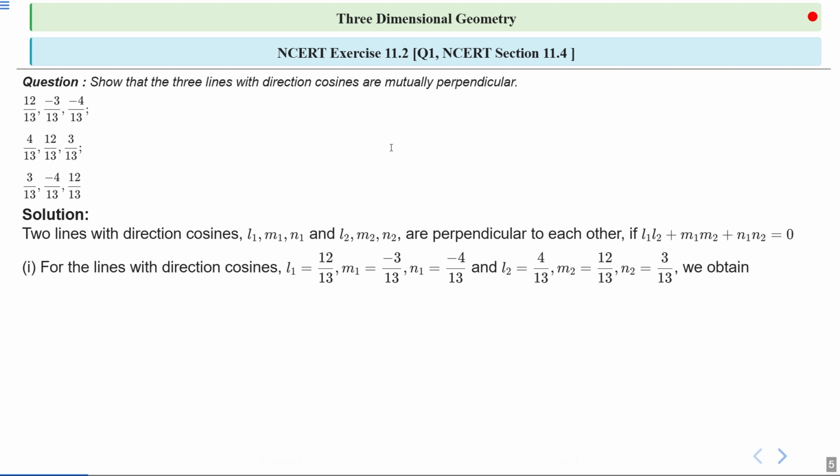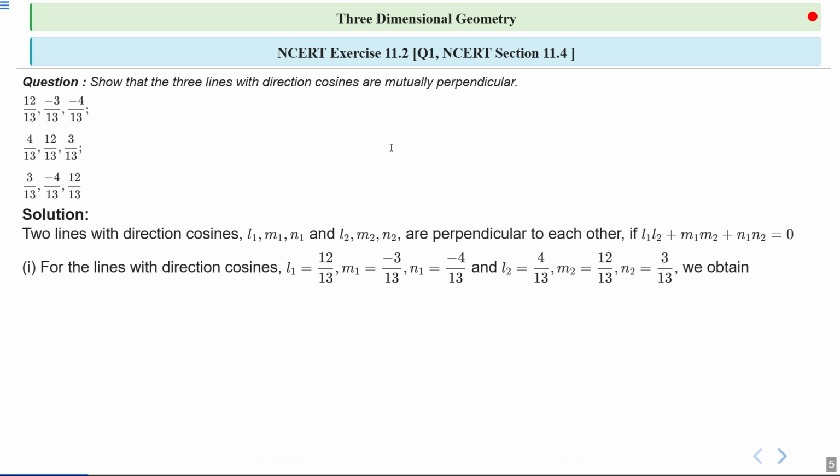The direction cosines for the first line are 12 over 13. So here we call L1 equals 12 over 13, M1 equals minus 3 over 13, N1 equals minus 4 divided by 13. And the direction cosines for the second line are L2 equals 4 over 13, M2 equals 12 over 13, and N2 equals 3 over 13.